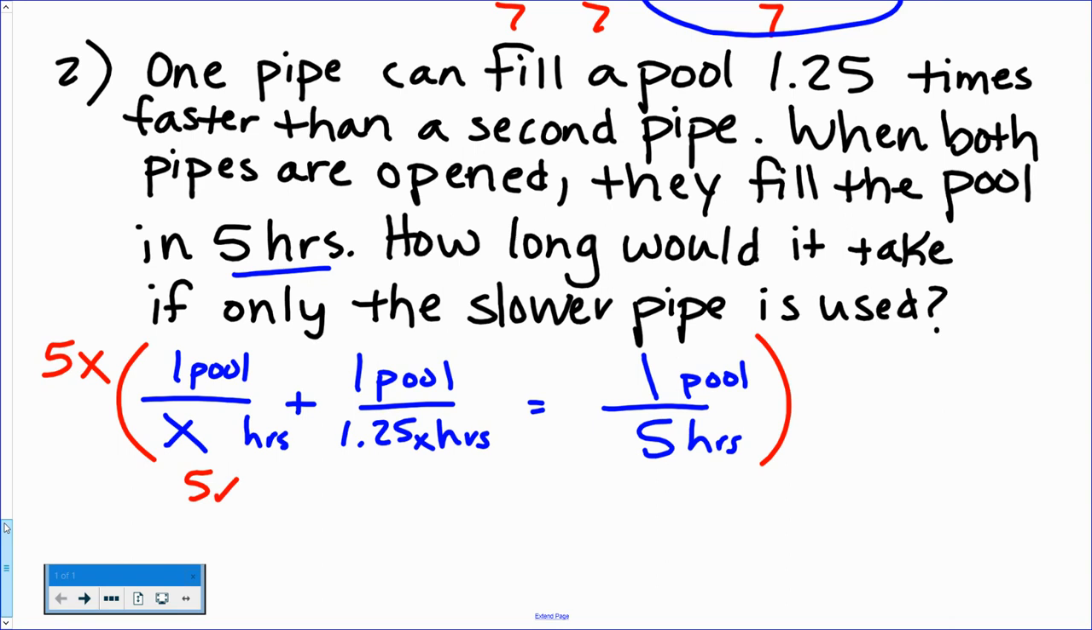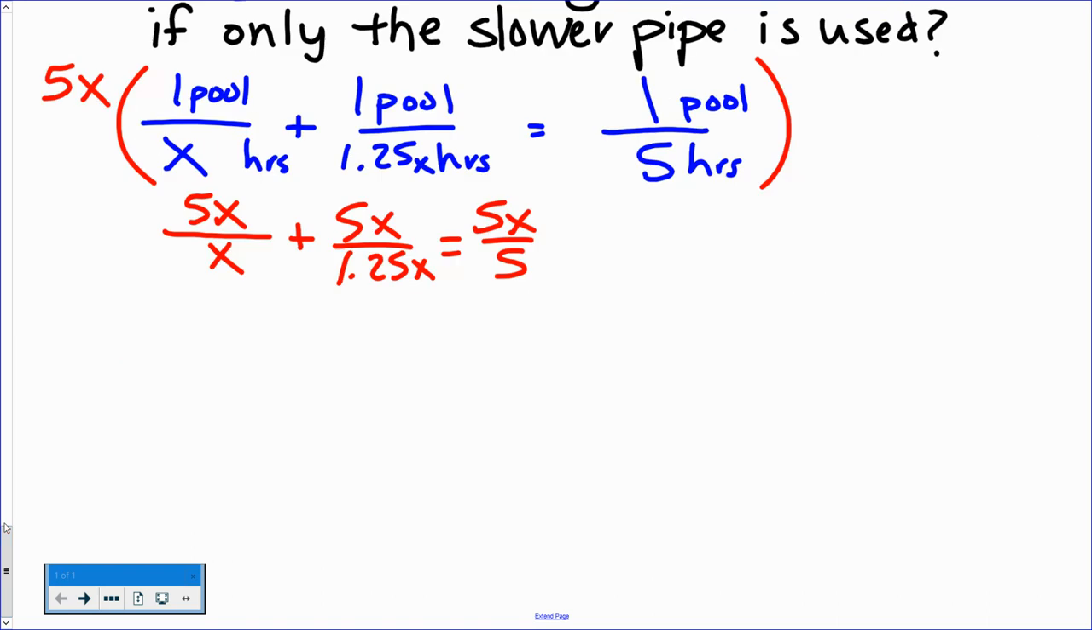So on top, everything is just being multiplied by 5x, and I already have a 1, so that's 5x over x plus 5x over 1.25x equals 5x over 5. So I will go ahead and eliminate my x's, so I'll have 5 plus, eliminate my x's, and 5 divided by 1.25 would be 4. 5 divided by 5 would be x. Nice simple equation when we're done. So x would be 9.